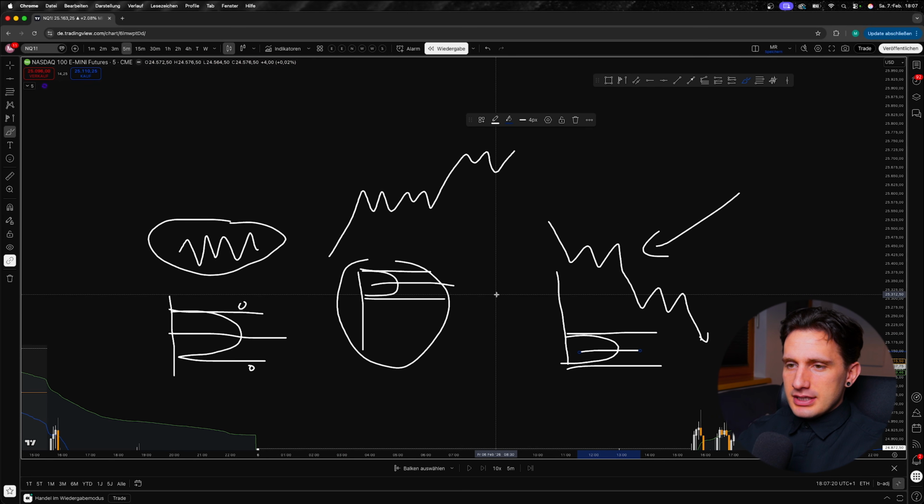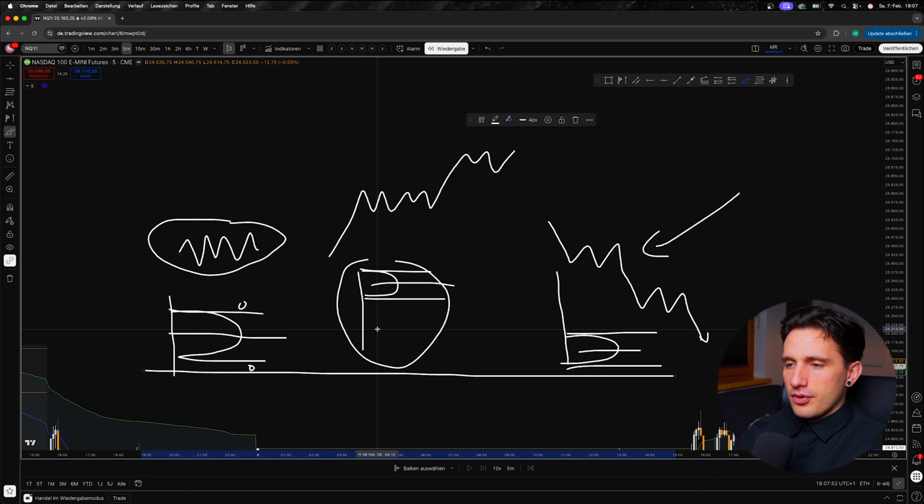These three things are all you need to succeed in the futures market. So you have sideways movement, D shape, you have upwards movement, P shape, and you have downwards movement, B shape. So that's all you need. So make a quick screenshot if you want, but these shapes right in here are important. So that is what I'm looking out for.